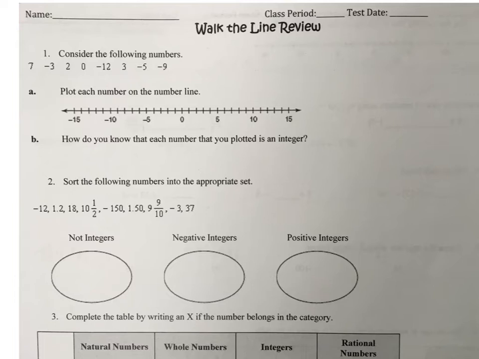Okay, let's take a look at number 1. It says, consider the following numbers. Plot each number on the number line. So 7 would be here, so that would be 7. -3 would be to the left, so that would be there. 2 would be 2 to the right. 0 is kind of already plotted. -12 would be 2 to the left of -10.